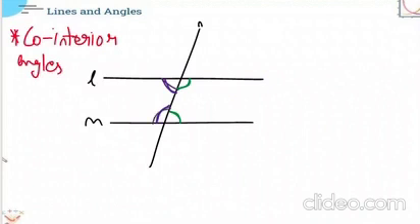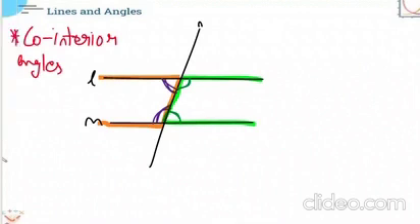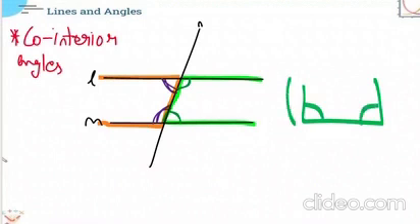Now students, if you see, can you observe a shape over here? Can you observe a shape? There is a U kind of shape, isn't it? In both the cases, there's a U kind of shape. So whenever you have such kind of co-interior angles, they will always be in a U shape. Those are co-interior angles.